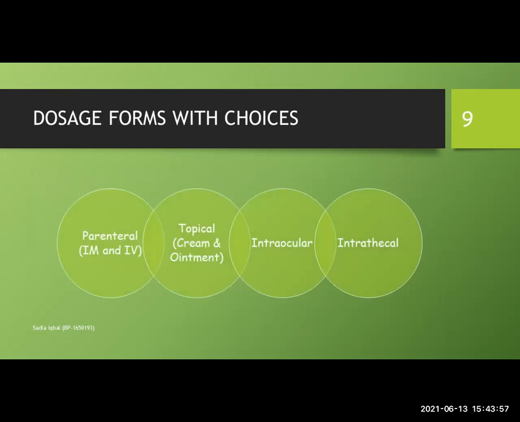There are different dosage forms of gentamicin available. These include parenteral, which includes the intramuscular and IV dosage forms. These are given in serious infections, like in case of severe endocarditis. Topical dosage forms include cream and ointment, and these are used for infected burns and skin lesions. Intraocular is used in the case of eye infection, and intrathecal is used in meningitis.